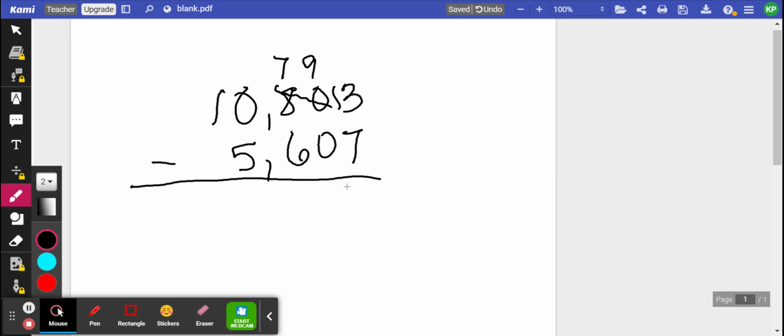Now I've got 13 minus 7, which is 6. 9 minus 0, which is 9. 7 minus 6, which is 1. 0 minus 5, we've got a problem there again, right? So I'm going to go to the neighbor, regroup, drop them off. So now I've got 10 minus 5, which is 5. 1, 2, 3, kick. And we see that my answer to this problem is 5,196.